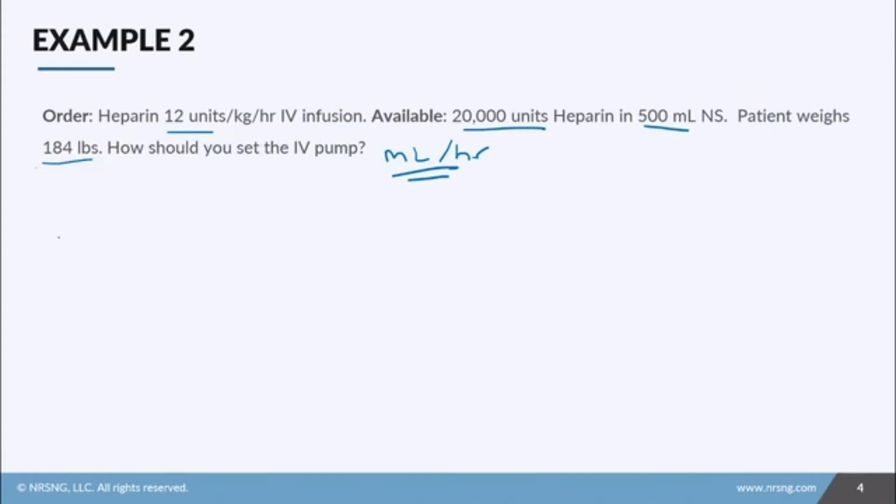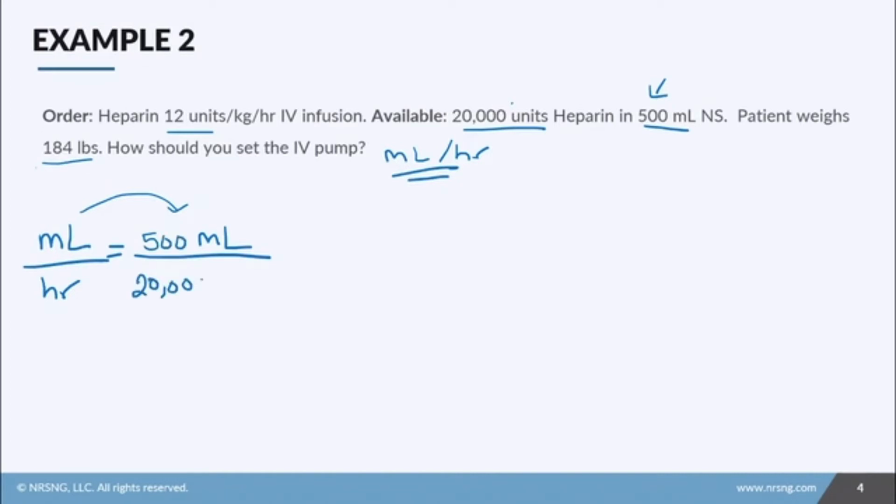So with dimensional analysis, we start with what we're looking for, milliliters per hour. We transfer our units over. Insert what we know, convert if we don't. What do we know about milliliters? For every 500 milliliters, there's 20,000 units of heparin. All right, transfer your units up. What else do we know about units? Well, right here, we know that we want 12 units per kilo per hour, okay?